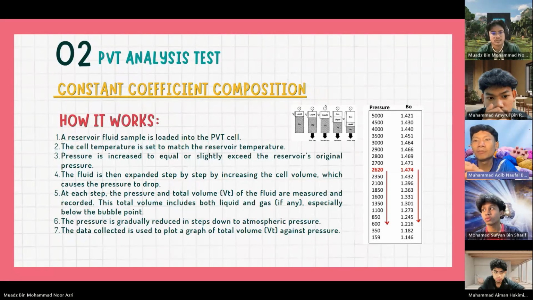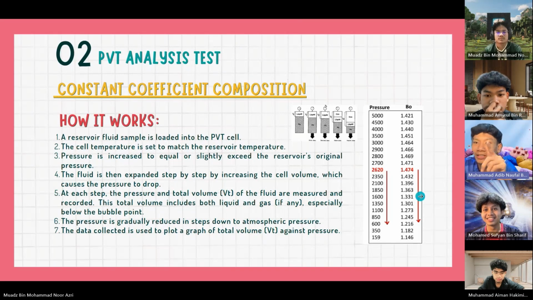At each step, the pressure and total volume of the fluid are measured and recorded. This total volume includes both liquid and gas, especially below the bubble point. The pressure is gradually reduced step by step down to atmospheric pressure. Lastly, the data collected is used to plot a graph of total volume, that is VT, against pressure.